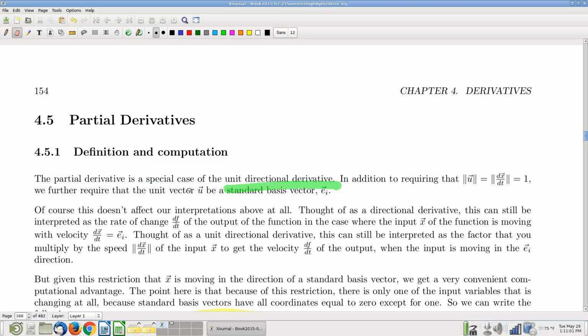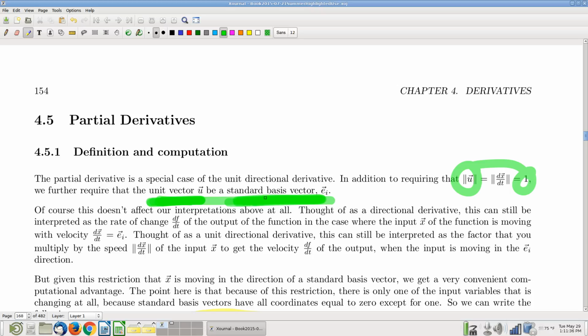All right, so the special case here is that not only do we require that the magnitude be 1, but furthermore we require that that unit vector has to be a standard basis vector. And recall we talked about standard basis vectors. These are unit vectors pointing in the direction of the axes, right? So they're pointing exactly along either the x, y, or z axis, or however many axes you have. In terms of coordinates, the standard basis vectors are mostly zeros with a 1 in a single position.